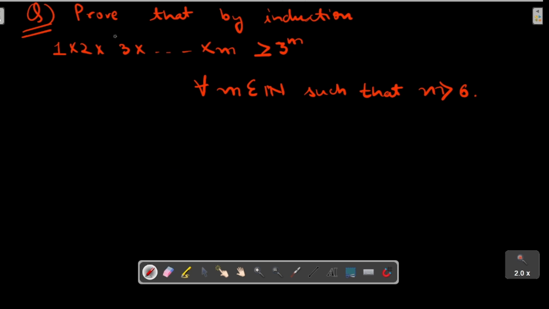Hi, let's do this question. Proof by induction. Can I convert it into this format? Proof by induction: m factorial is greater than or equal to 3 to the power of m for all m belongs to N, where m is greater than 6. That is the basic result. Let's begin with it.